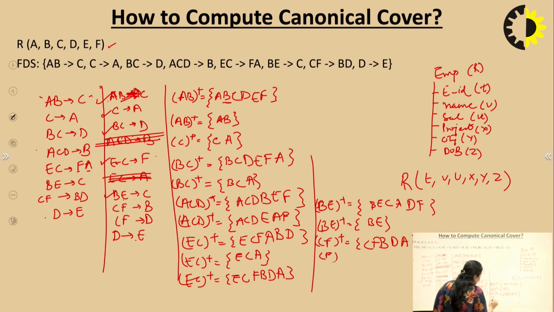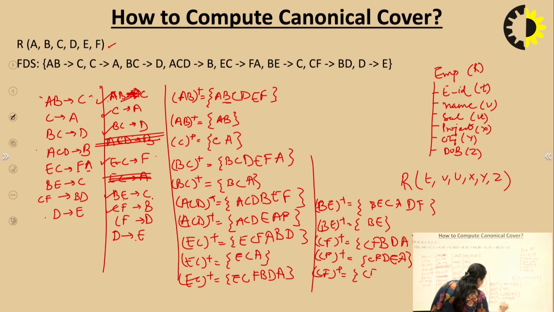Now hide CF. CF determines B, hide it. Now what can you determine? CF. From CF we can determine D. From D we can determine E. From EC we can determine F. We already have F. From C we can determine A. Again we are unable to determine B. No, from CF we have determined B. Now we are hiding it. No, we are unable to find it. So this is essential.